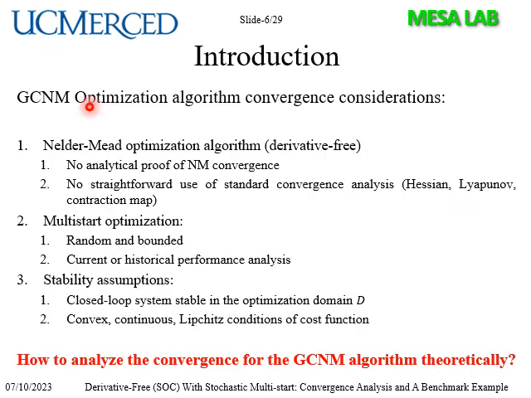In order to prove the convergence and stability of the GCNM algorithm, the following considerations must be taken into account. The first one is that GCNM is a derivative-free algorithm. Therefore, classical tools like Lyapunov contraction maps are not applicable. In the same way, as the multi-start approach is employed, randomness and stochastic behavior are introduced into the algorithm. And the stability needs to be considered for the closed-loop control that is optimized at each batch time. Therefore, how we can perform this theoretical analysis is the question for this presentation.